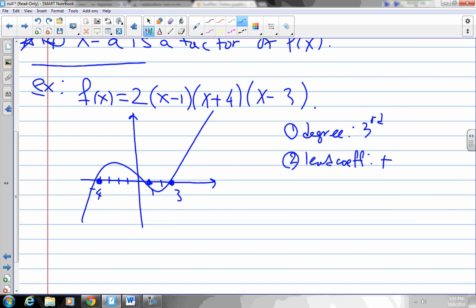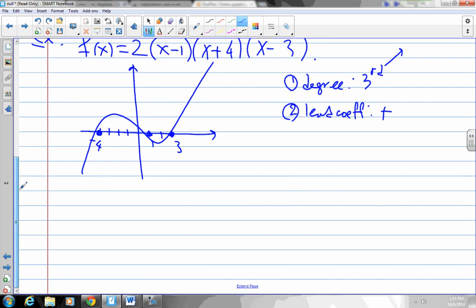Now we're also going to learn, how many zeros does this thing have? How many zeros? 3. So a third degree polynomial will have at most 3 zeros. It can have 1 zero, but it's going to be repeated there like 3 times. The exponents are always going to adapt to the degree. So a third degree polynomial has at most 3 zeros.